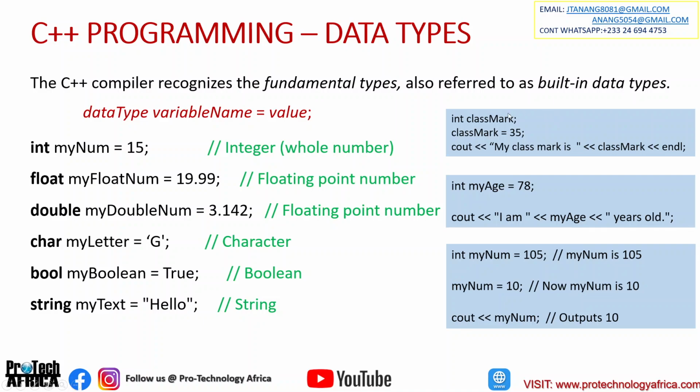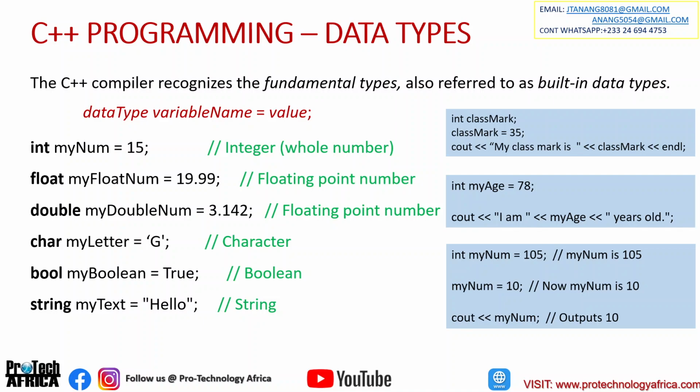Now let us look at the information that is in blue. The first one, we have the int, meaning that we have declared an integer data type, and the variable name is classMark. Here we have not assigned any value to this variable. Then we came down and assigned a value to it, which is equal to 35. So this is another way by which we can declare a variable. Once we declare the variable, we can then initialize the variable with a number.